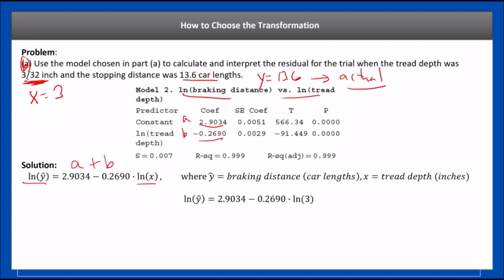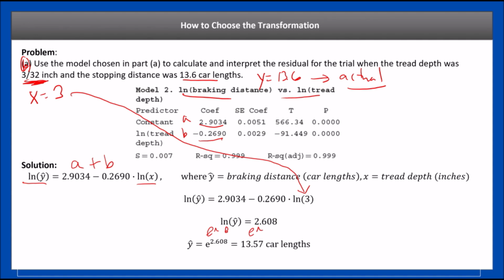So now that we got that out of the way, now we know that x is 3, so we're going to plug this in here, and then find out what our predicted stopping distance is. Our prediction is the stopping distance y hat. When we plug this in, we get 2.608. Again, remember there's an invisible e here, so we're actually going to do e raised to both sides. So we get e raised to the 2.608 power, which is 13.57 car lengths. So our predicted stopping distance for a tread depth of 3/32 of an inch, meaning x equals 3, is 13.57 car lengths.